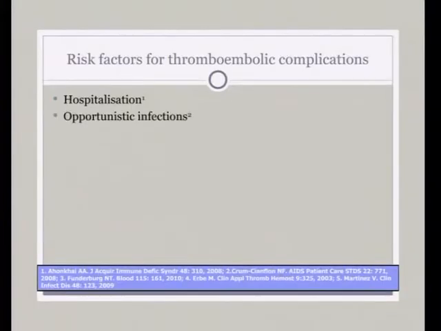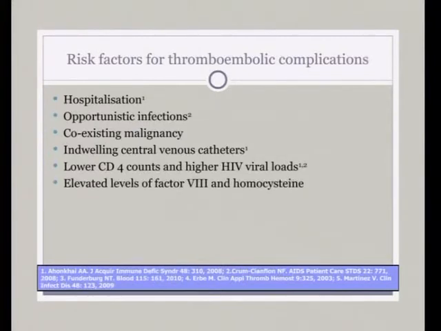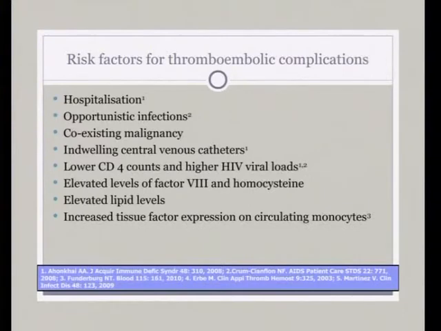And then risk factors, independent risk factors associated with thromboembolic complications in HIV are hospitalization, opportunistic infection, and coexisting malignancy, which is a very high risk. Indwelling central venous catheters, always. Progressive disease with lower CD4 cell counts and higher viral loads, elevated levels of factor 8 and homocysteine, elevated lipid levels, increased tissue factor expression.